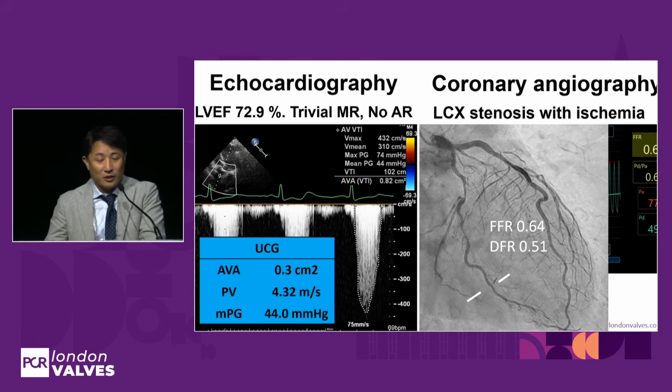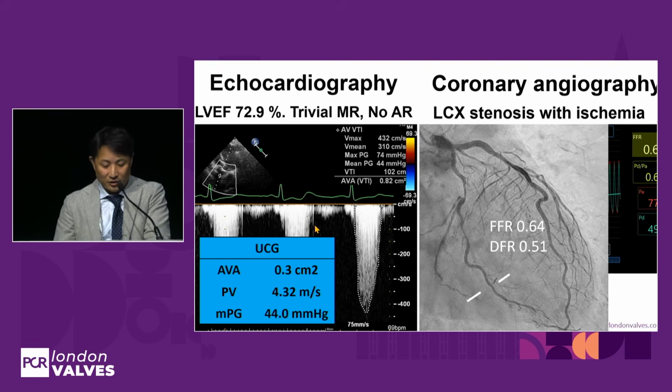Here is the echocardiography and the coronary angiogram. Obviously there is aortic stenosis, showing a mean pressure gradient of 44 with preserved ejection fraction, EF 72.9. The coronary artery shows significant stenosis with significant ischemia in the LCX artery.